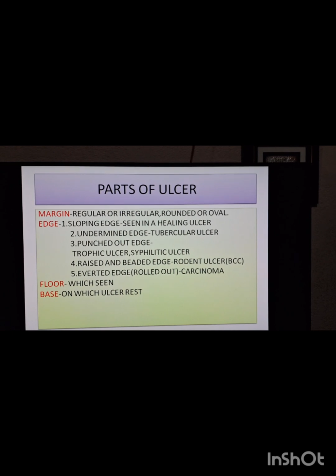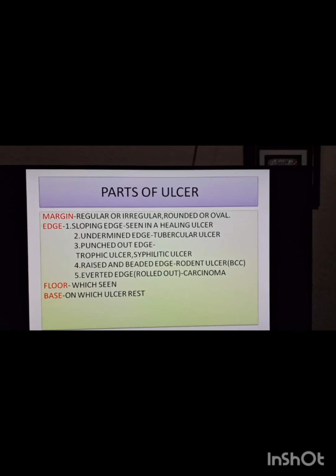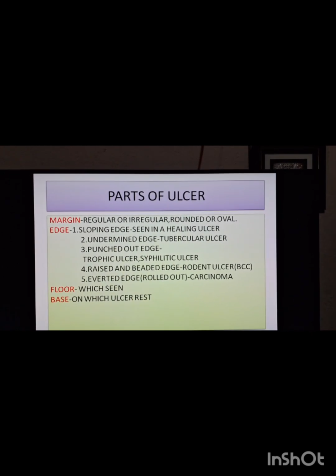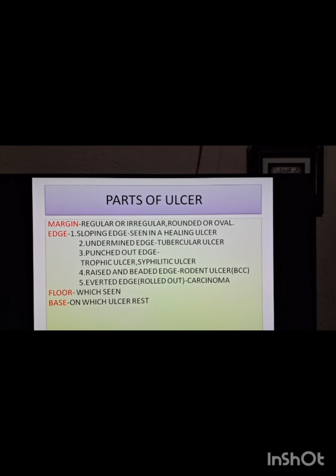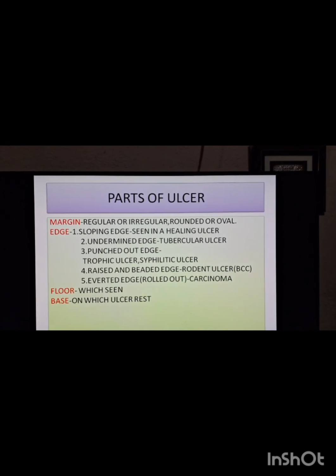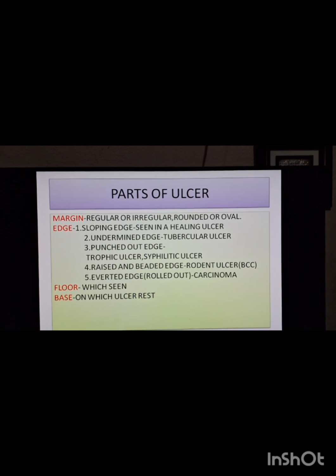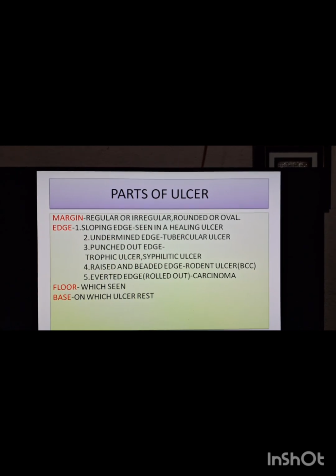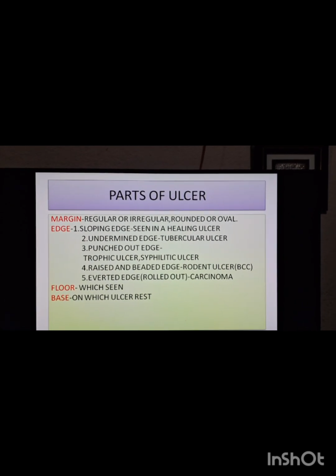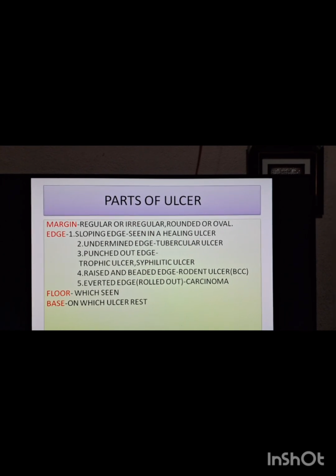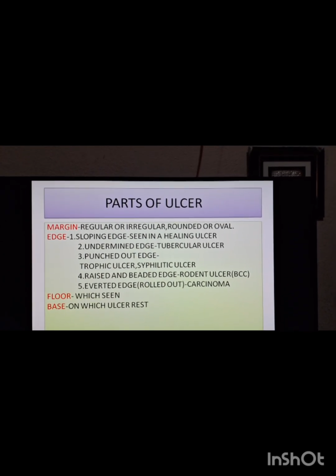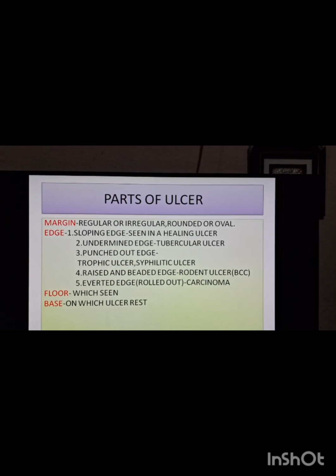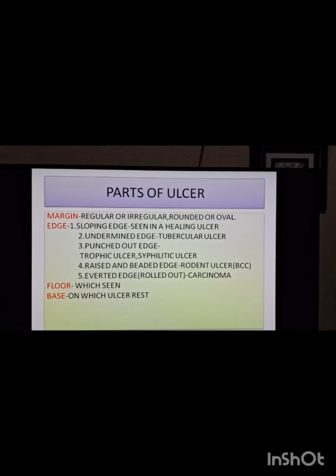Now it's very important to understand the parts of ulcer. Ulcer has a margin, regular or irregular, rounded or oval. Edge: there are different kinds of edge. Sloping edge, sloping downward inside, seen in healing ulcer. The undermined edge, seen in tubercular ulcer. Punched out edge, seen in trophic ulcer or syphilitic ulcer. Raised and beaded edge, seen in rodent ulcer, basal cell carcinoma. Everted edge, everted to outside, or rolled out edge, seen in carcinoma.